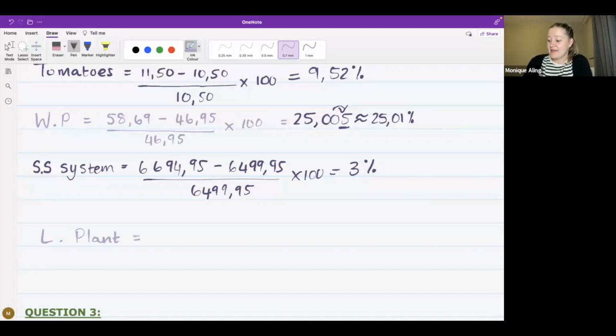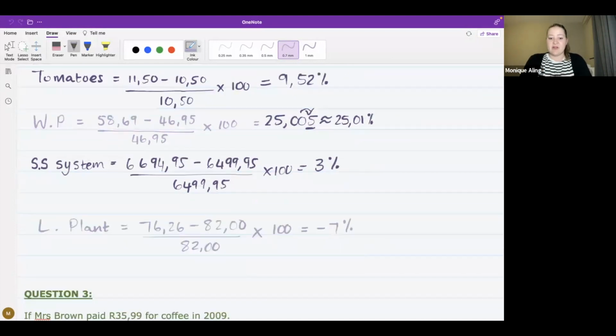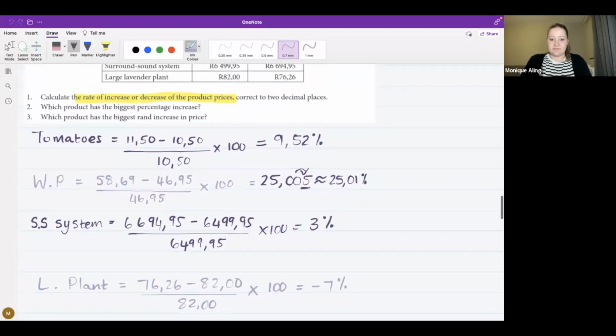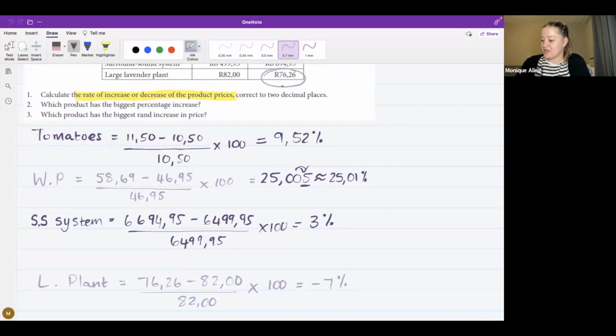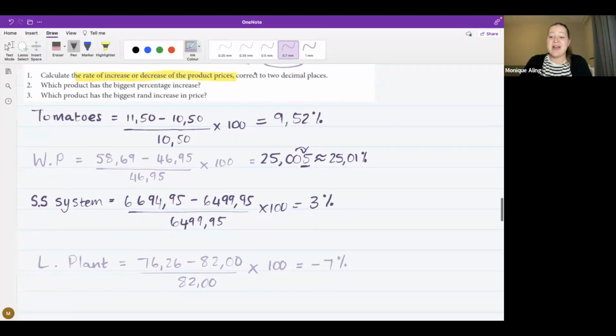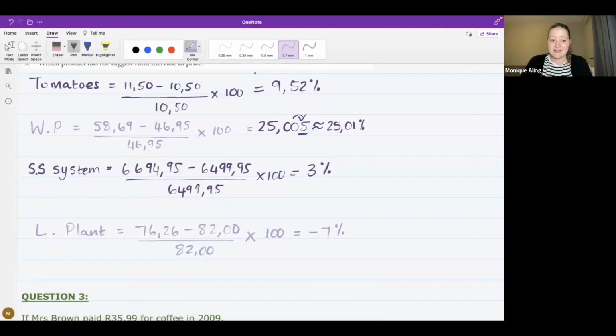So we take the current price, so the latest price, which is 76,26 minus the previous year's price over the previous, or we could say new minus old over old price. And we get a negative percentage, which makes sense. Because if we look at the table, the latest price decreased compared to the previous year. So you will get a negative. That means that the price decreased by 7%.